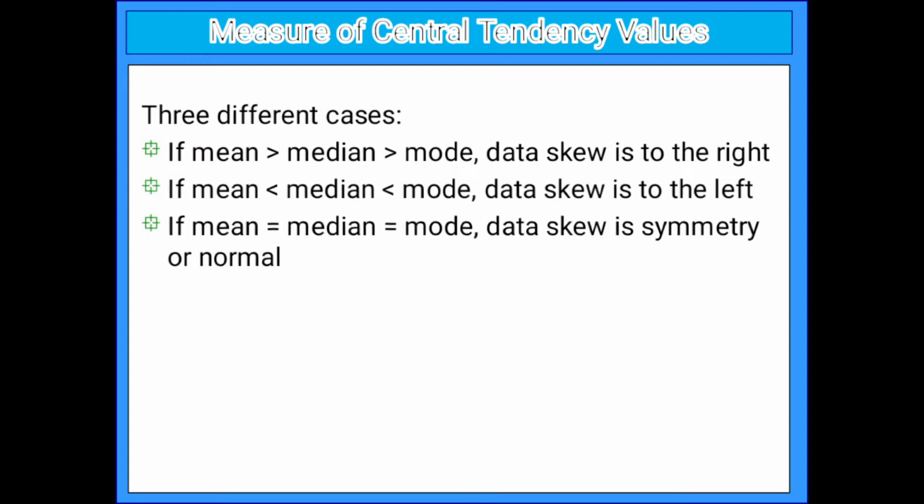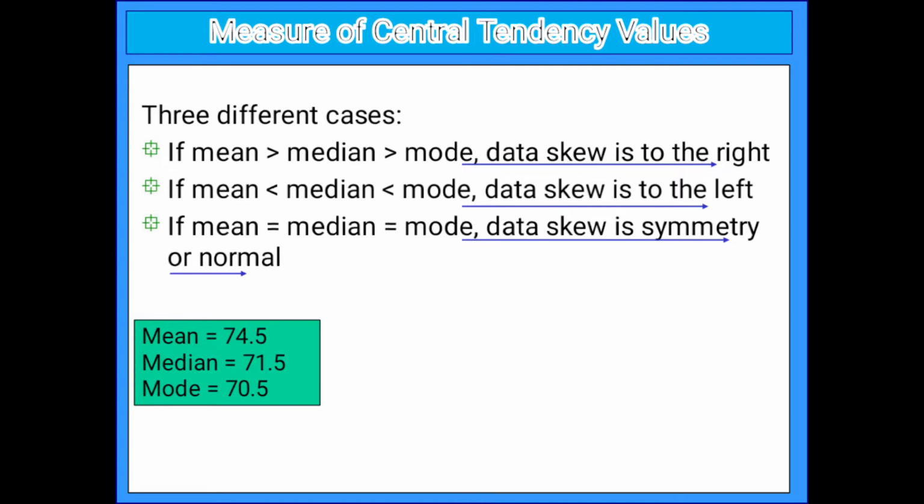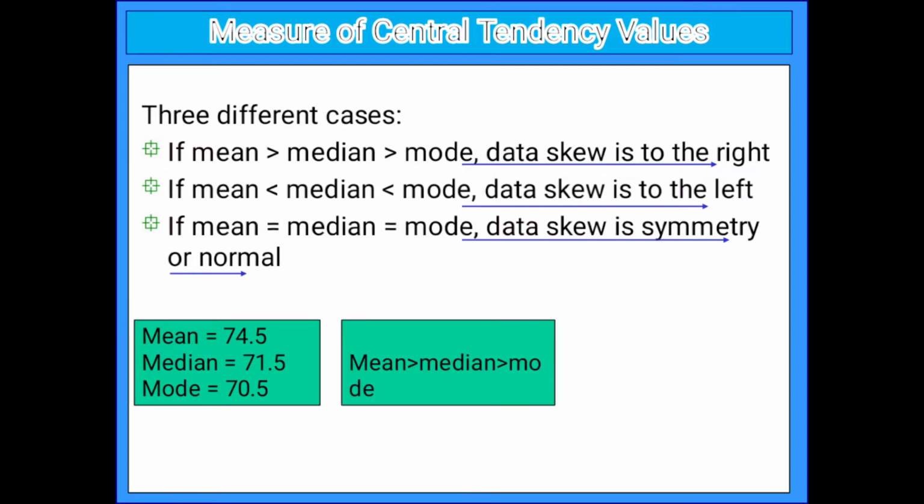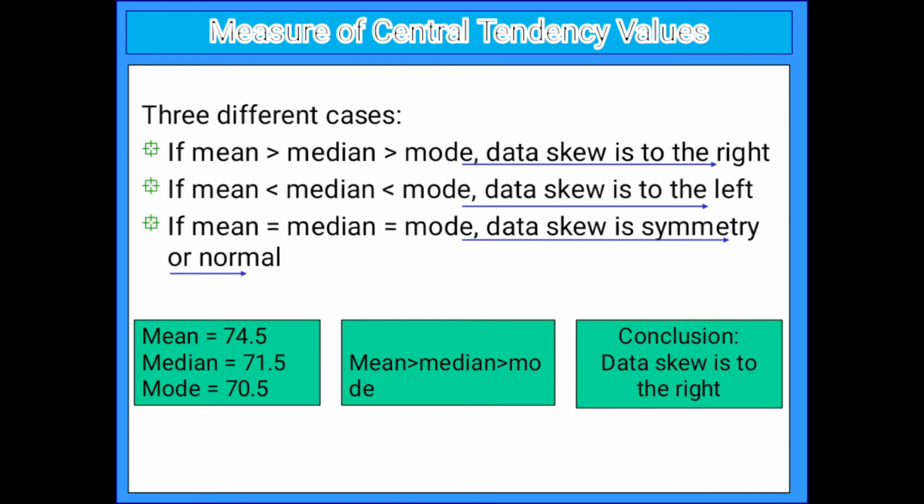So let us take a look at the example. Say we have here the mean, which is 74.5, median is 71.5, and mode is 70.5. So we can infer that mean is greater than median and greater than mode. So in conclusion, the shape of the distribution is skewed to the right, or the so-called positively skewed distribution.